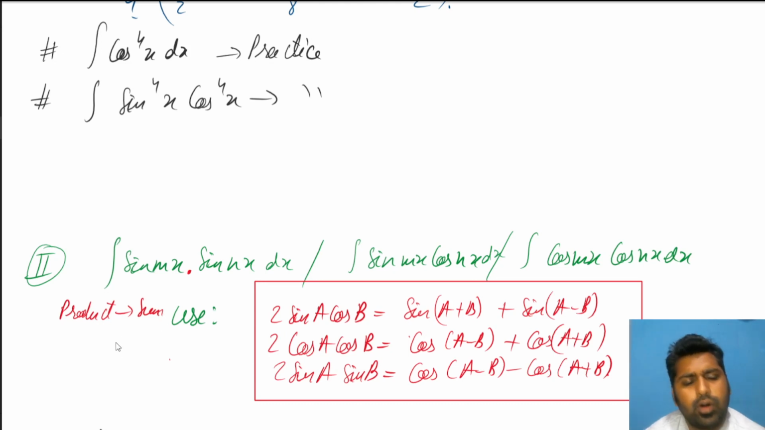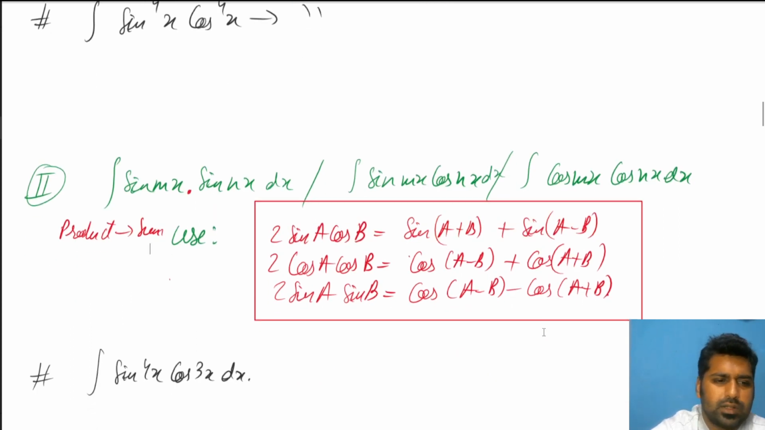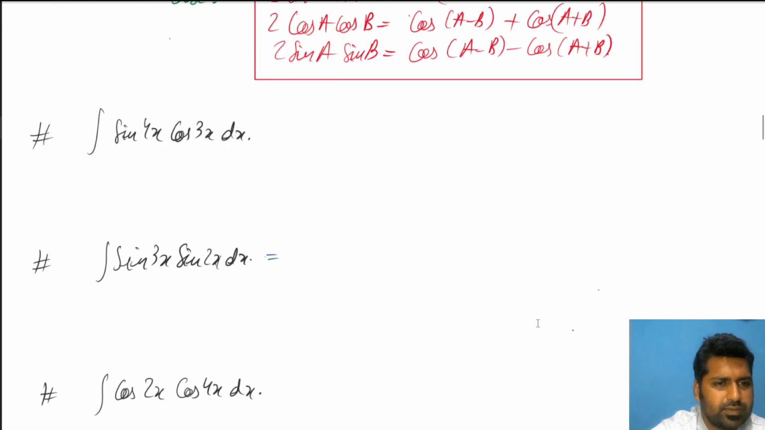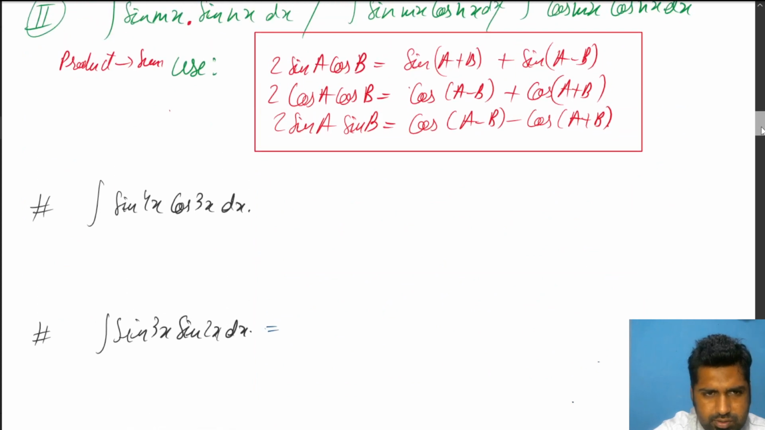In order to do that, there is a property in trigonometry, if you can recall: 2 sine a cos b is sine a plus b plus sine a minus b. Similarly, 2 cos a cos b is cos a minus b plus cos a plus b. 2 sine a sine b is cos a minus b minus cos a plus b. We'll use this to break the product into addition or subtraction, and once it's done, I think we can integrate a single sine or single cos. So let's see a few questions now. Let's keep the formulas on screen so you can always have a look.